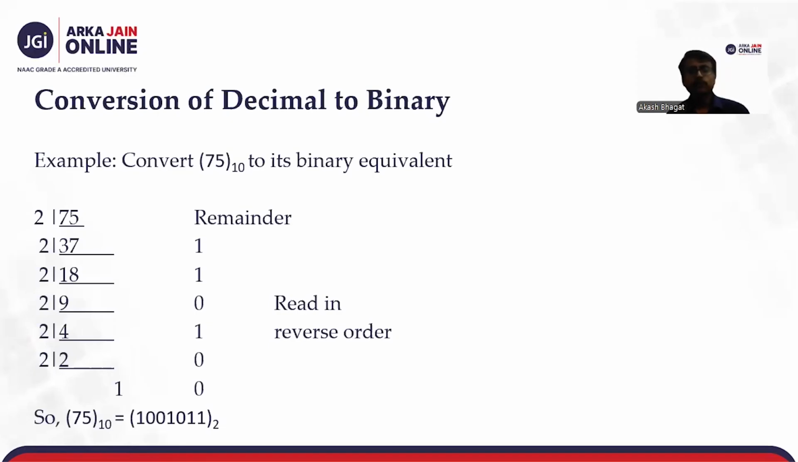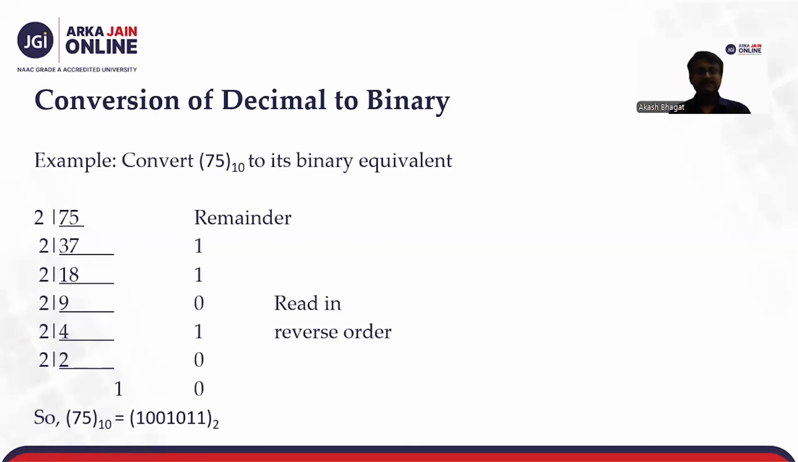Next, conversion of decimal to binary. In the previous example, we studied how to convert a binary number into a decimal number. Now we will study how to convert a decimal number into a binary number. Convert 75, a decimal number, into its binary equivalent. So what is the method? The method is very simple. We divide 75 by 2 and note down the remainder.